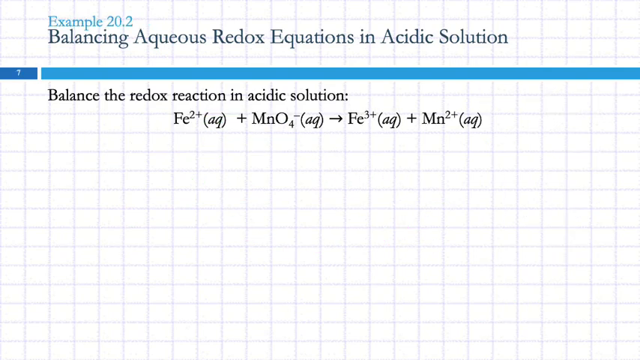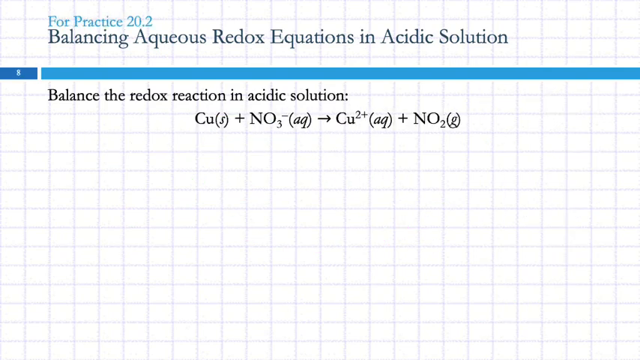Well, let's do another example. I'm going to do this one because I did the other one yesterday. So balance the redox reaction in acidic solution. First thing we need to do is make 2 half reactions.